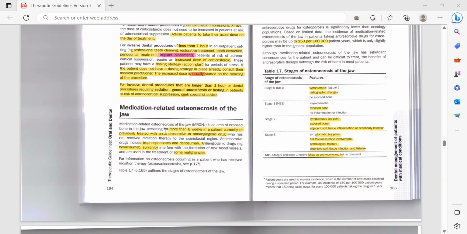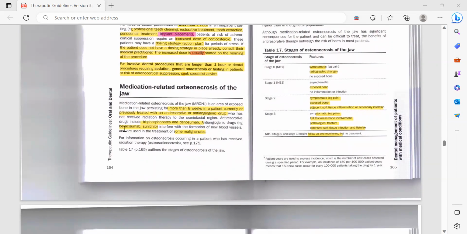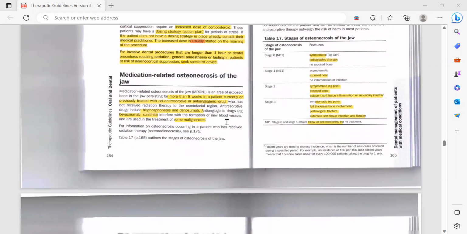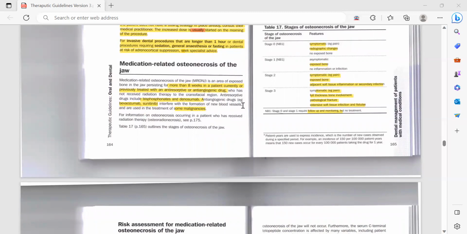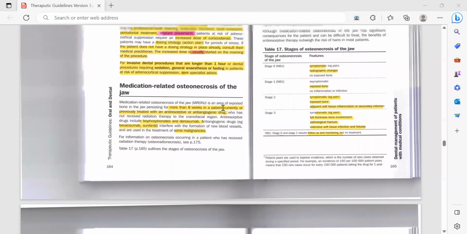So we will be talking about anti-resorptive drugs or anti-angiogenic drugs, which are mainly used for cancer treatment or any other cancer-related non-oncogenic treatment. Okay. So the anti-resorptive drugs include bisphosphonates and denosumab, and anti-angiogenic drugs include bevacizumab and sunitinib. Okay, they interfere with the formation of new blood vessels and are used in the treatment of some malignancy. So we will be reading that here.